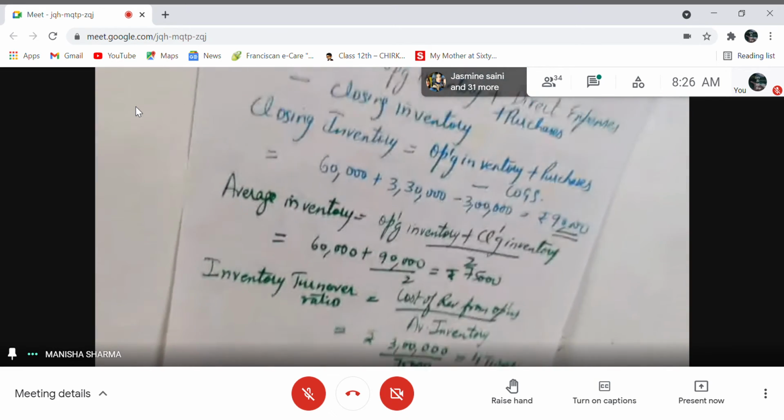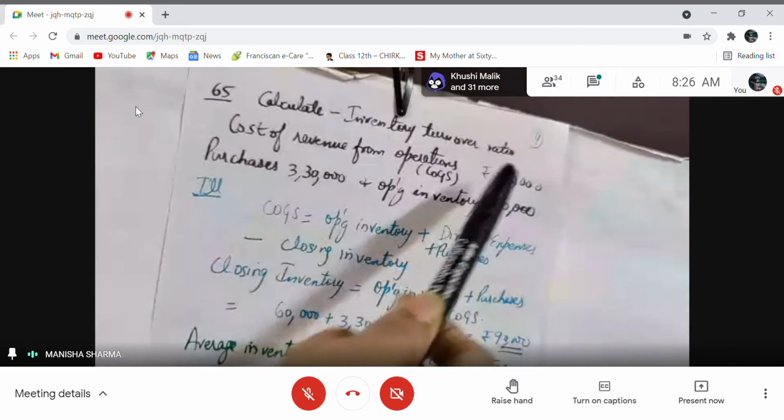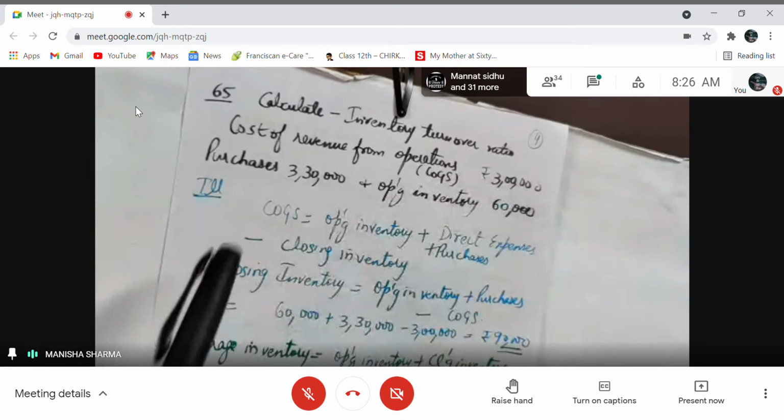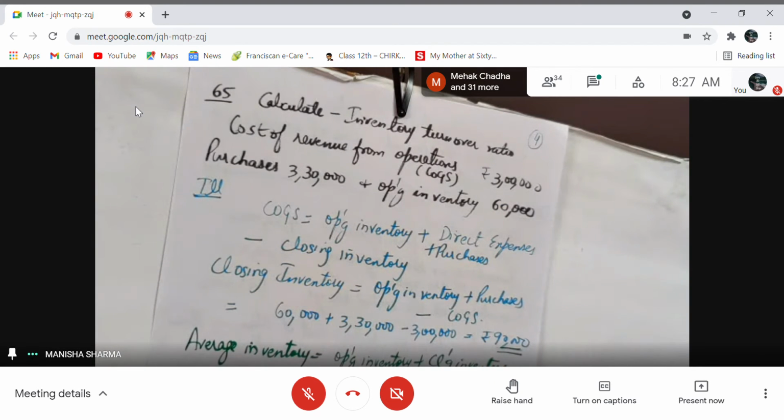Next is, calculate inventory turnover ratio. Cost of revenue from operation, that is COGS, is 3 lakhs. Purchases 3,30,000. Opening inventory is 60,000, right? So cost of revenue from operation, COGS, is given to be 3 lakhs. So COGS is directly given to you. But then you will say, why are purchases given when COGS is already given? Opening inventory is given. You have to find closing inventory.